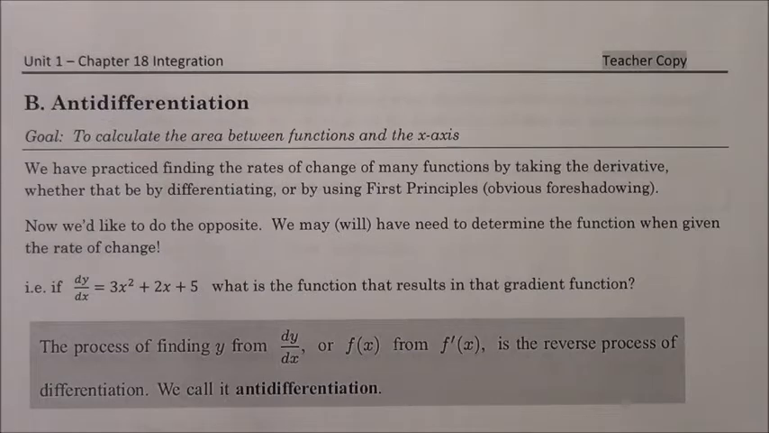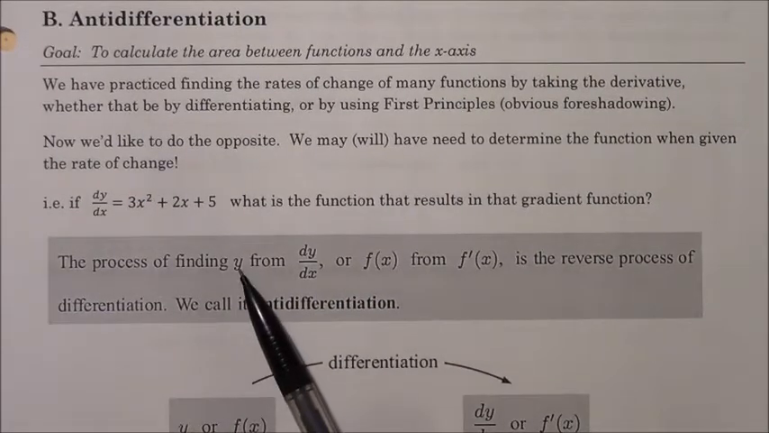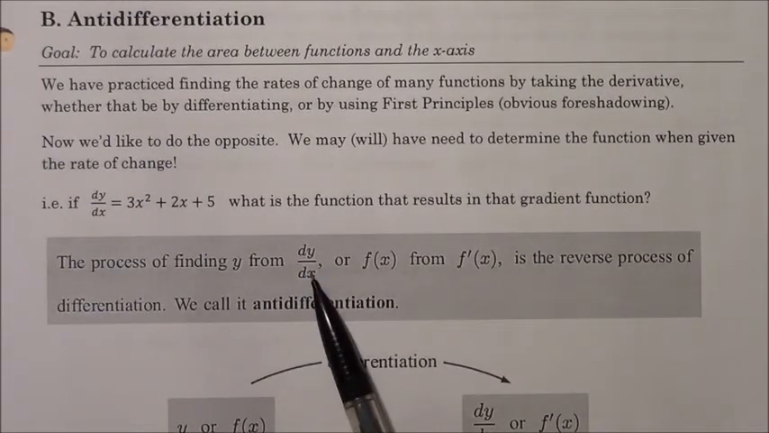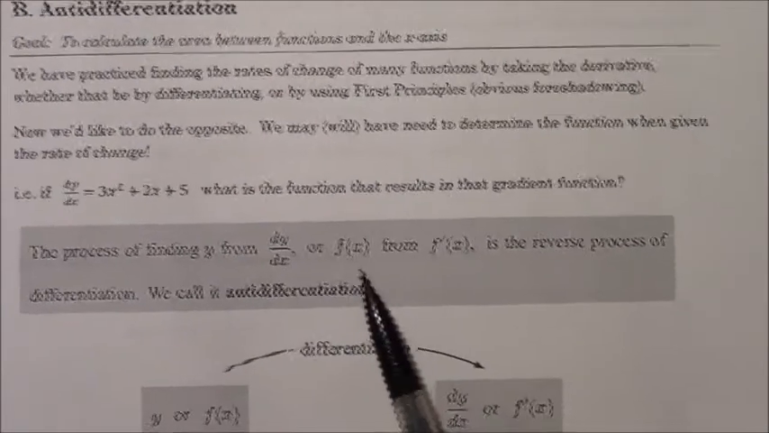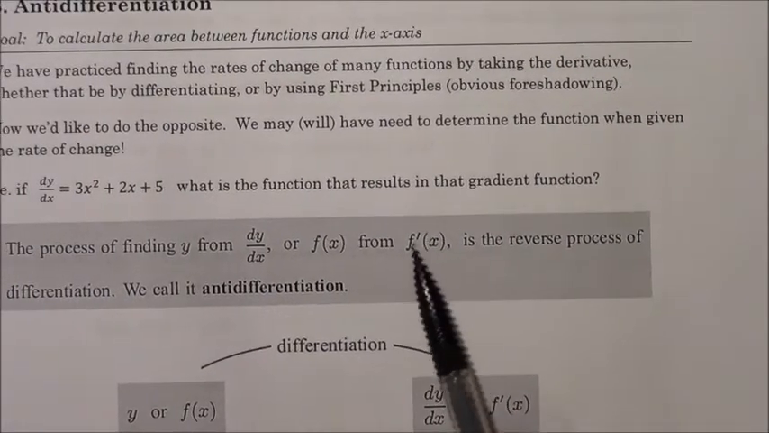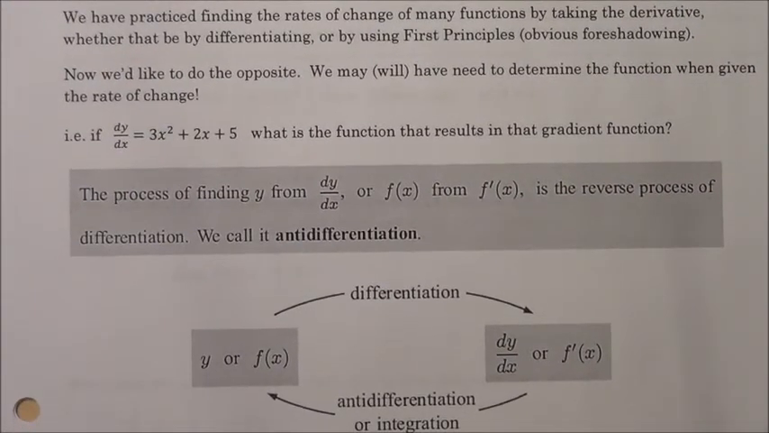Now, in lesson 18a, we were looking at the area under the curve, and as it turns out, the area under the curve is the definition of the integral. So the first principles of the integral is to find the area under the curve. Okay, so we've done that. And so if we were to find some function y when given dy by dx, that would be finding the antiderivative of this derivative. And if we find f of x from f prime of x, it's the same thing. It's the reverse process of differentiation, which is antidifferentiation.